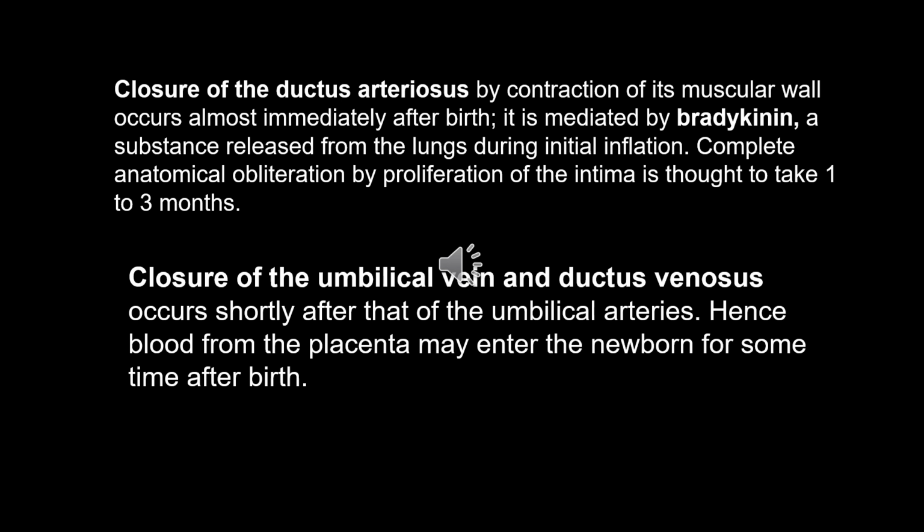So its muscle contracts, which is mediated by bradykinin that is released from the fetal lungs as soon as it takes the first respiration. It will take some time to obliterate, because the oxygen levels have to be adjusted to the new lung breathing, and it may take 1 to 3 months to completely obliterate the ductus arteriosus.